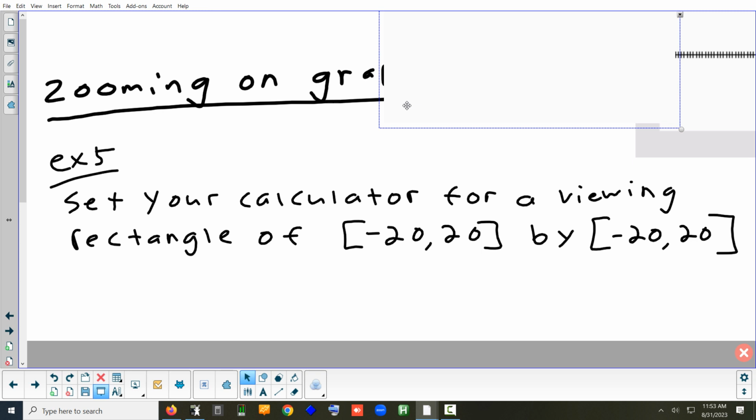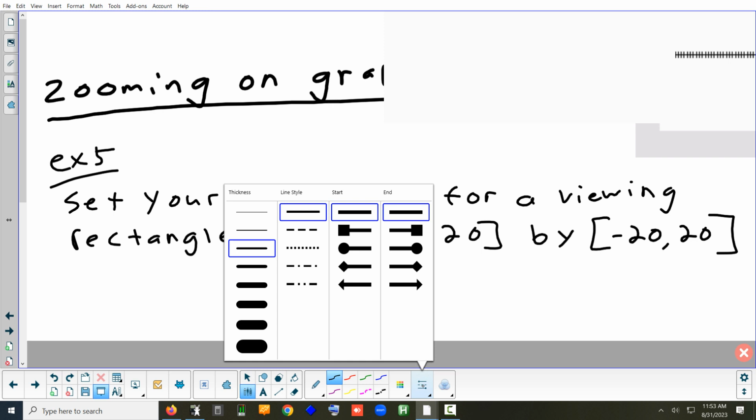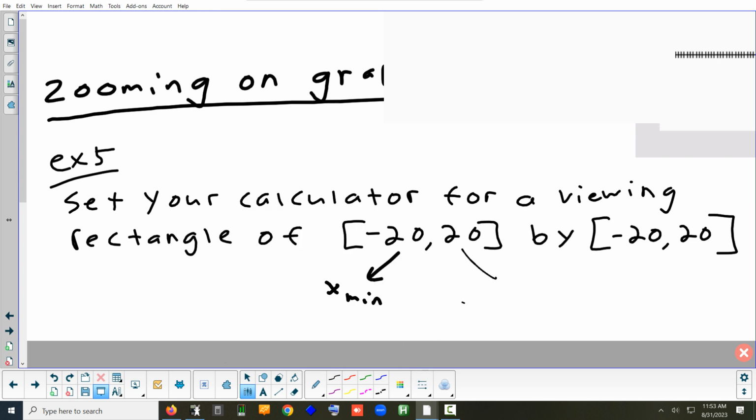Well, when they want you to set a window, they'll give you 4 numbers. These 4 numbers mean the following. That's X min. That's X max. The first 2 are the X's. The next 2 are the Y's. Y min, Y max. So when they want you to set a window on the calculator, that's how they'll tell you the 4 numbers. Usually just like that.